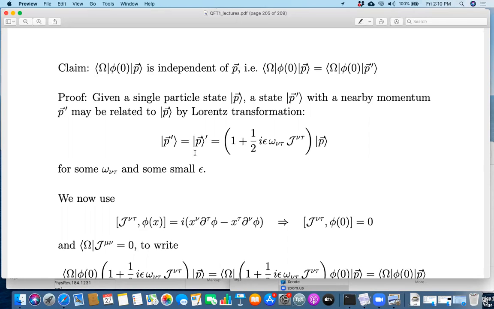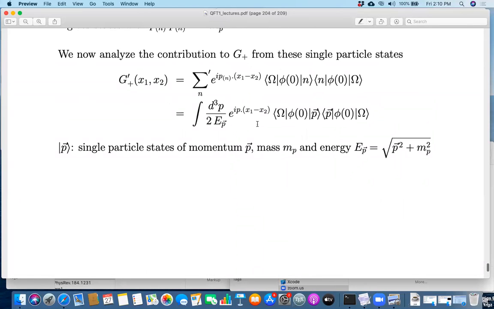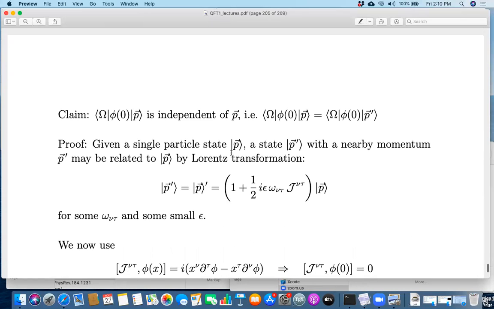And you are now going to make use of this. And see, it's because of this relation that you have to have this 2E_P inside. Otherwise, you would have had just d^3p. We are forced to introduce this 2E_P in this integration measure because you wanted to preserve this relation. And then now we are going to make use of this.